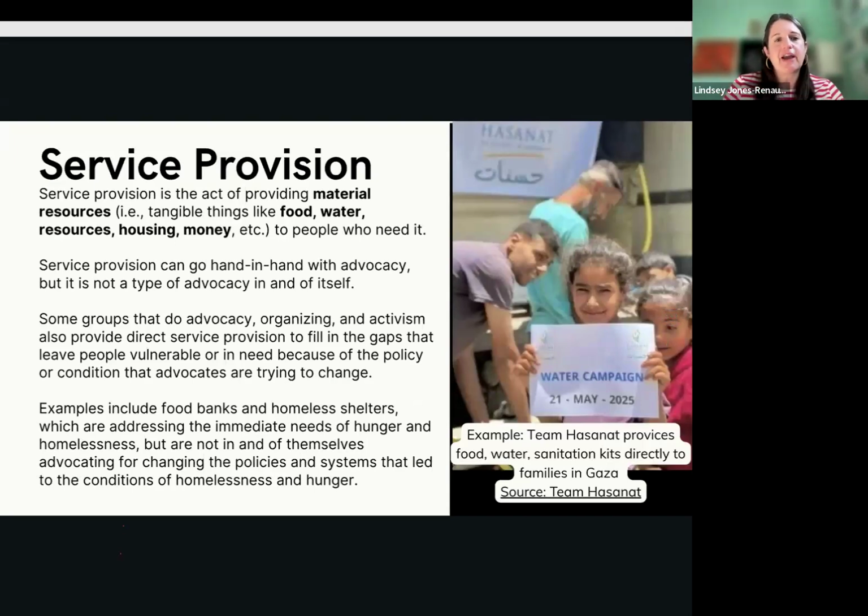Now, the fourth one I want to touch on is service provision. This is the act of providing what is sometimes called material resources, which is really just like tangible things like food, water, resources, housing, money, things that people can actually touch and experience, kind of like basic needs to people who need it. Service provision can go hand in hand with advocacy, but it's not a type of advocacy in and of itself.